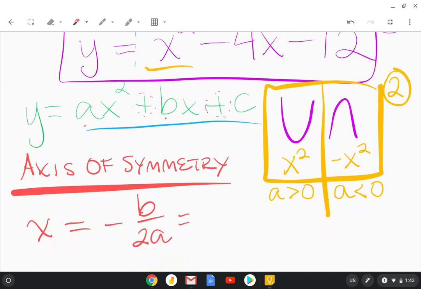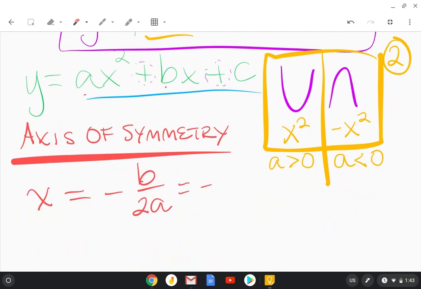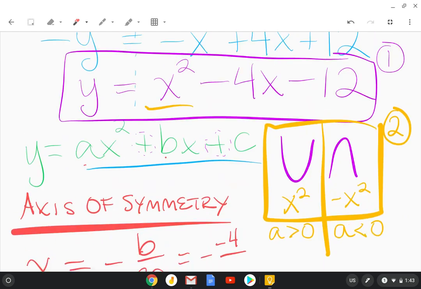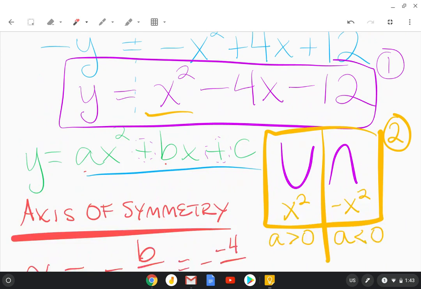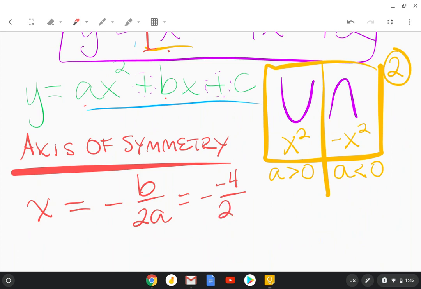B is negative 4. So I'm going to do negative 4. You're like, oh, there's a lot of negatives there. That's okay. And then 2a. Well, you might say, there is no a value here with this x squared right here. Well, we know that anytime a variable does not have a number in front, there's a 1 there. So this is a 1. So I'm going to put a 2 times 1 right there.